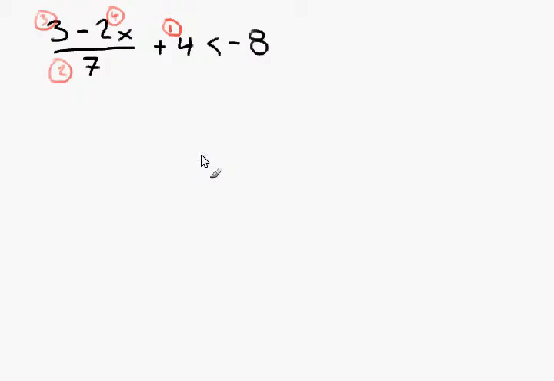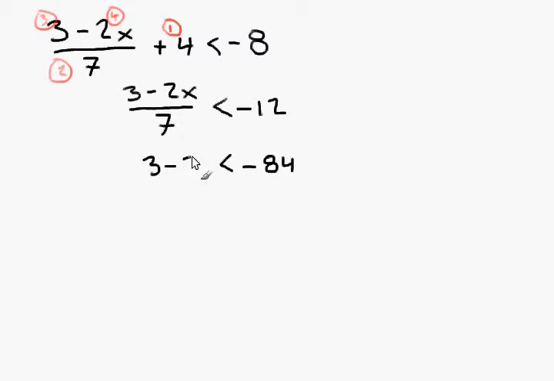So to start off, we'll subtract 4 from both sides. Minus 8 minus 4 is a negative 12. And then that's greater than the quantity 3 minus 2x divided by 7. Next, we're going to have to multiply by 7. 12 times 7 is 84, and it's going to stay negative. Okay, now we're going to subtract 3. And we're subtracting from a negative, so this is going to be negative 87, not negative 81.